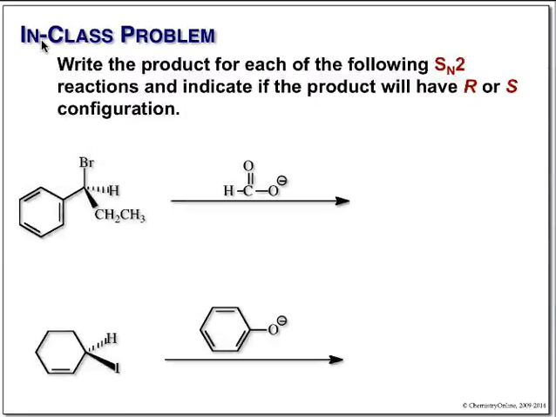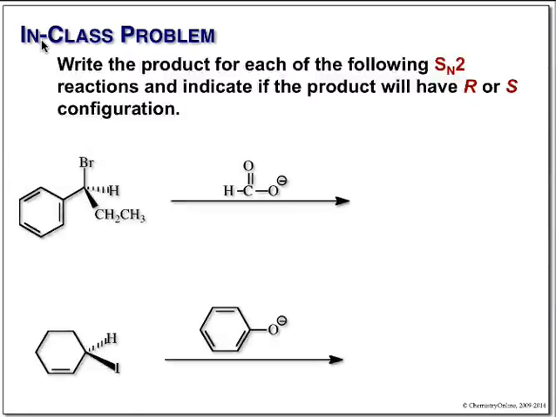All right, we're going to do 2 simple substitutions here. All I want you to do is draw the product. These are SN2 reactions. What do we know about SN2? Well, we're going to get inversion of configuration, right? In this case, the oxygen is going to attack, the bromine is going to leave.